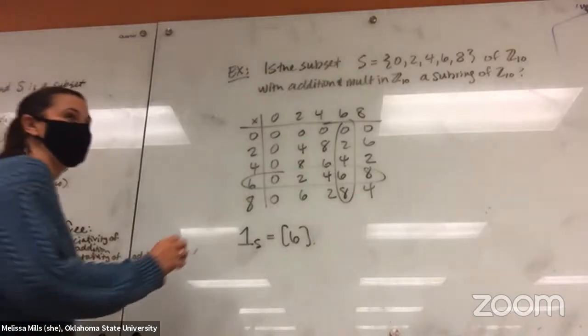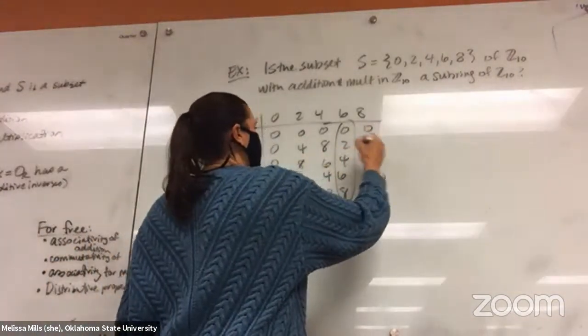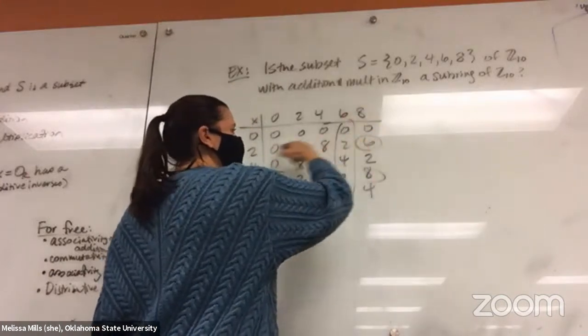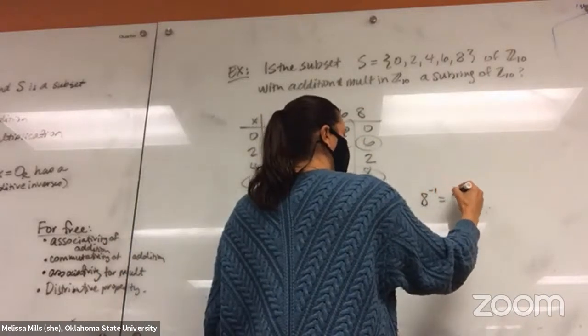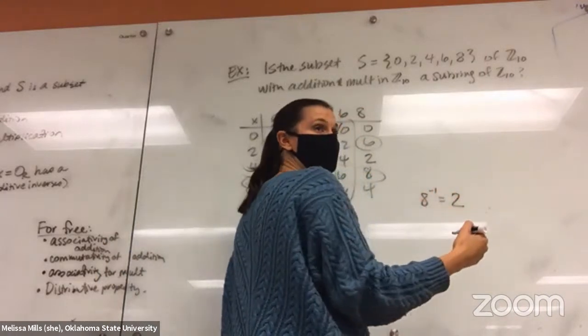Yeah. So I see one here, right? So 8 and 2 are multiplicative inverses of one another, right? So 8 inverse is 2. The multiplicative inverse of 8 is 2.